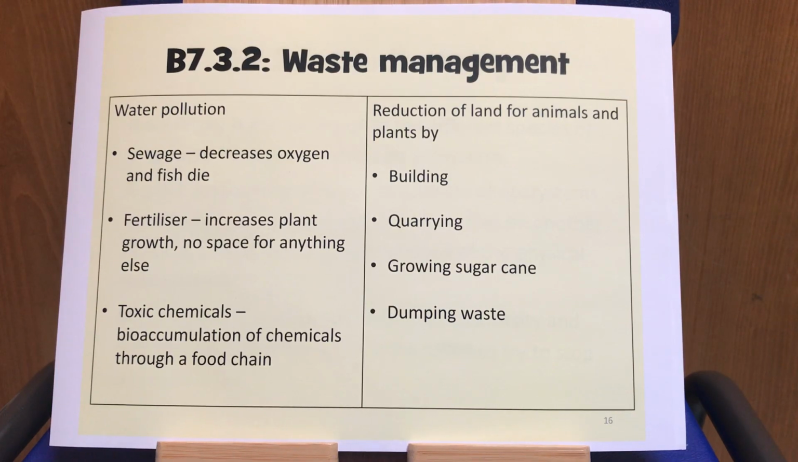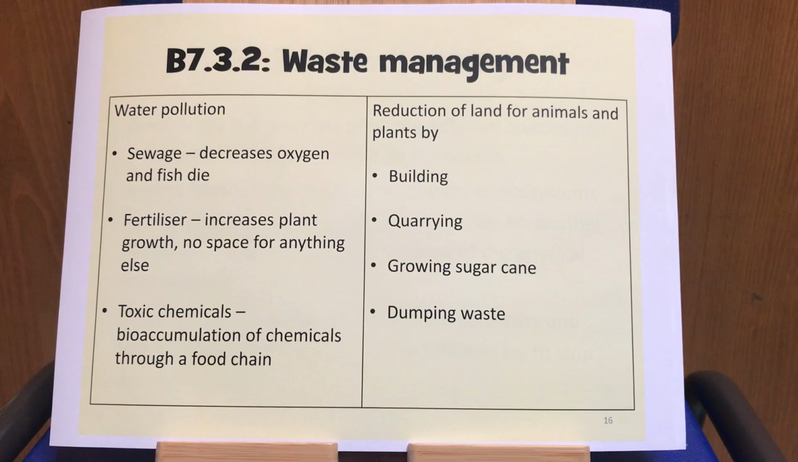Fertilizers. We talk about field margins in a moment, and fertilizers can be sprayed onto crops to help the plants grow. And if that fertilizer gets into rivers, then the plants in the river will grow out of control and there won't be any space for anything else to live there.